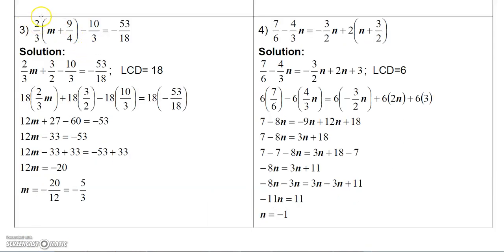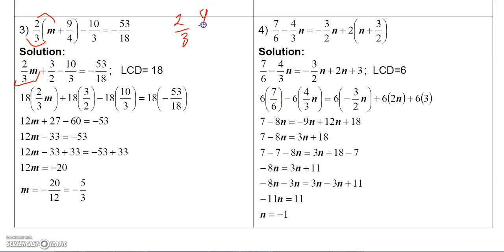On number 3 here, I did something a little bit different. Since this 2/3 is actually outside of this parentheses, what I wanted to do first was distribute the 2/3 through these two terms. So 2/3 times m is just 2/3 m, straightforward. But 2/3 times 9/4, you can do that over here somewhere just to make sure.